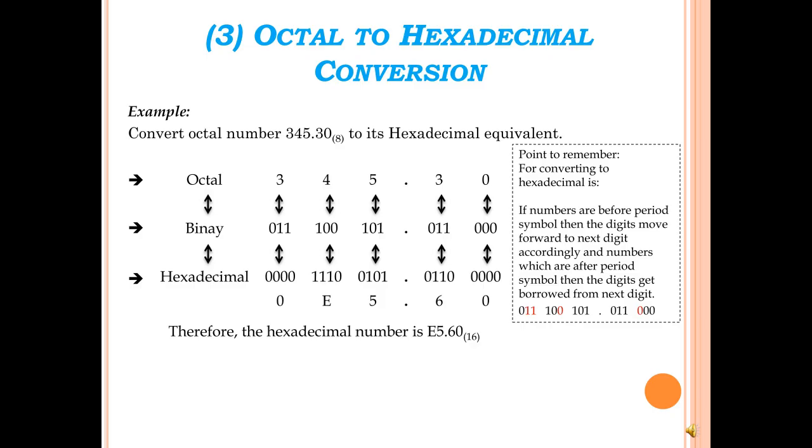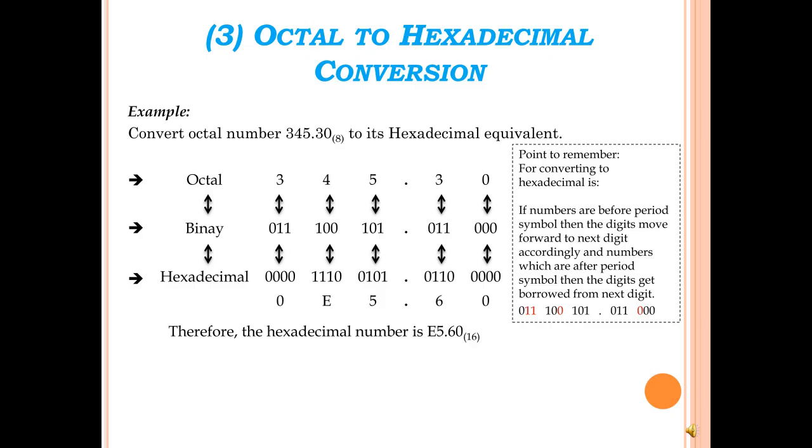And as we have the unique value 0, so we are not moving anything from there. So that means it gets converted as: the first valuation comes as 0000, the second valuation comes as 1110, the third valuation comes as 0101. Now, after the dot, the valuation comes in such a way that the numbers get borrowed from the next digit.